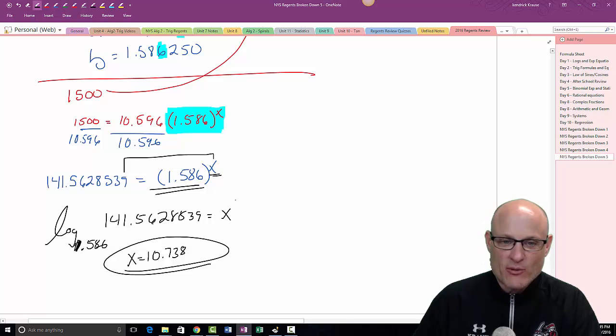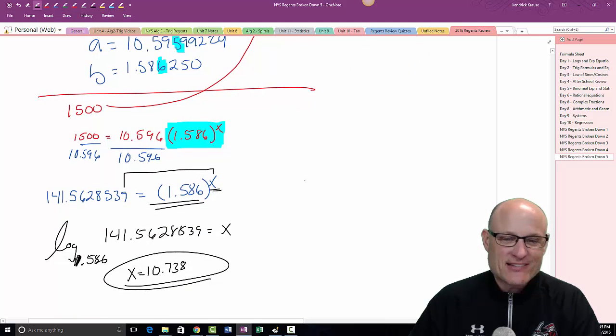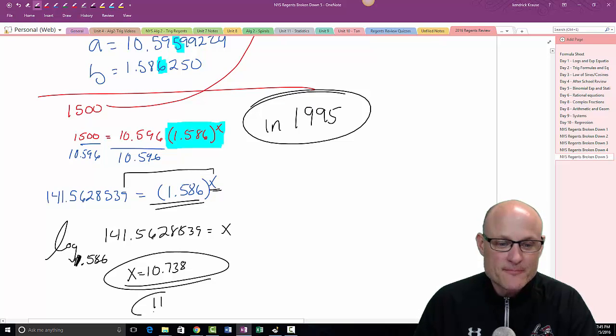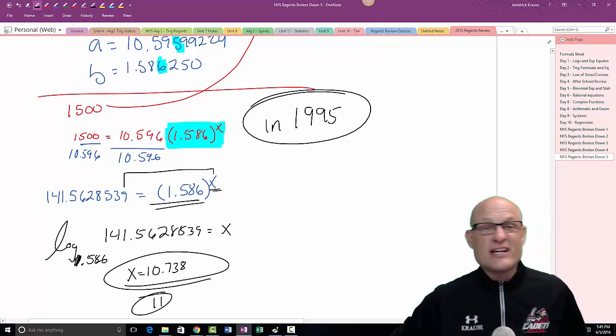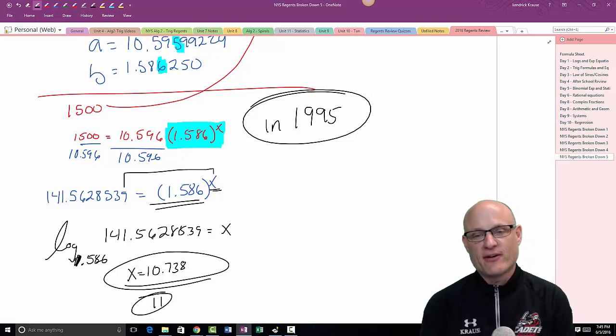So this is kind of a tricky question. That's why I want to ask it. It said in what year? So if you added 10 years, that would be 1995. But it'd be really close to 1996. So your answer has to be 1995. Even though this rounds to 11, it will have reached 1,500 sometime during 1995.